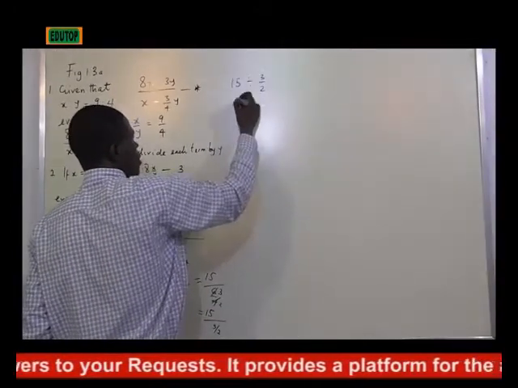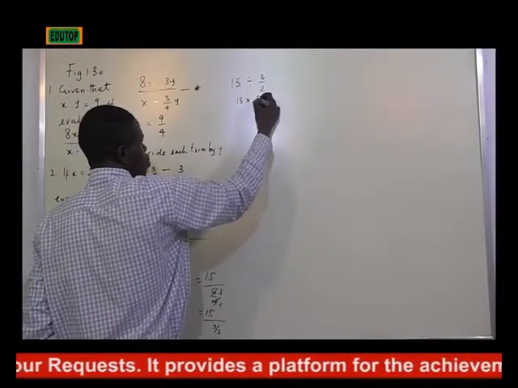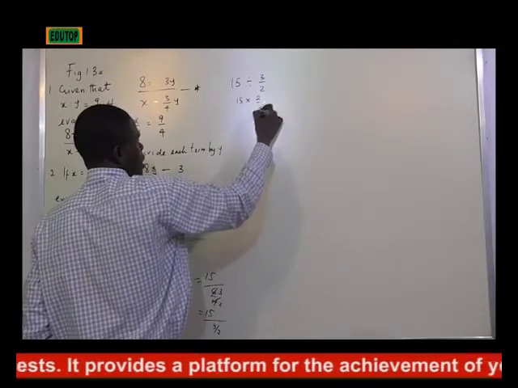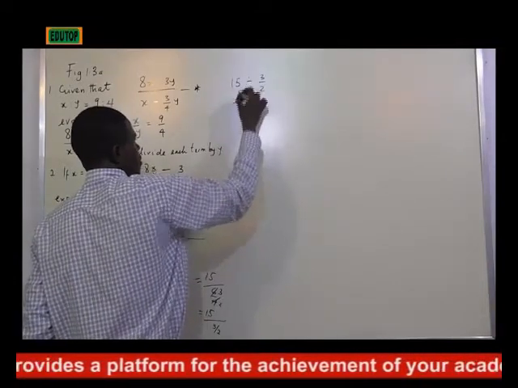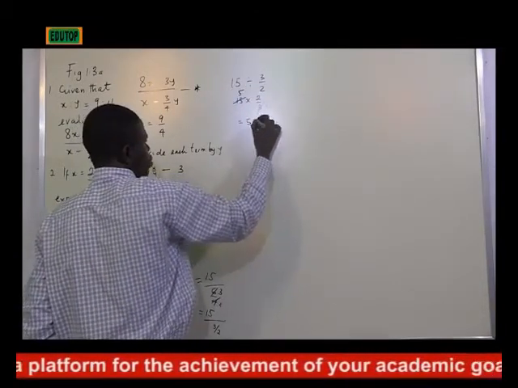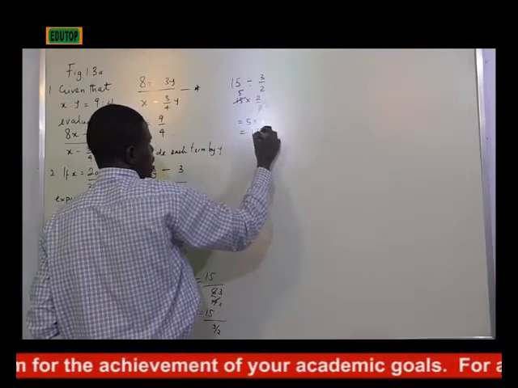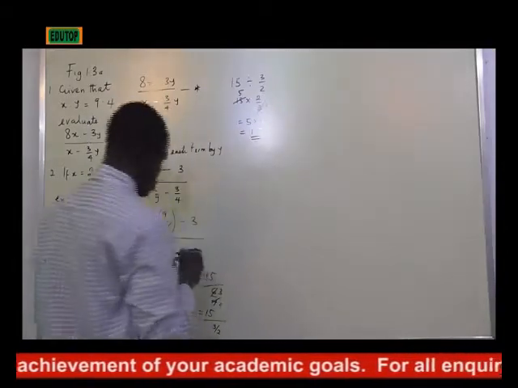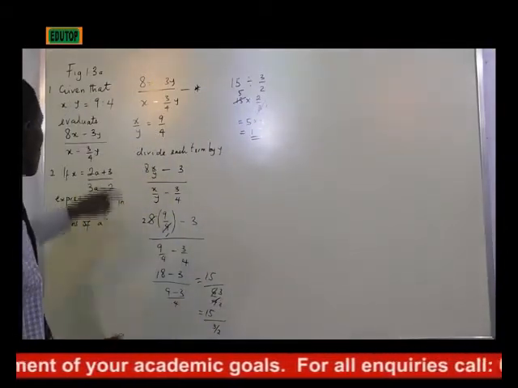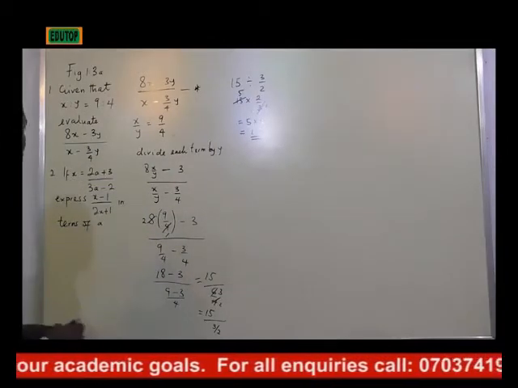When I change this to multiplication, then I'll have 2 over 3. 3 here 1, 3 here 5. So then I'll have 5 times 2, and that automatically gives 10. So the answer to the first question is 10.